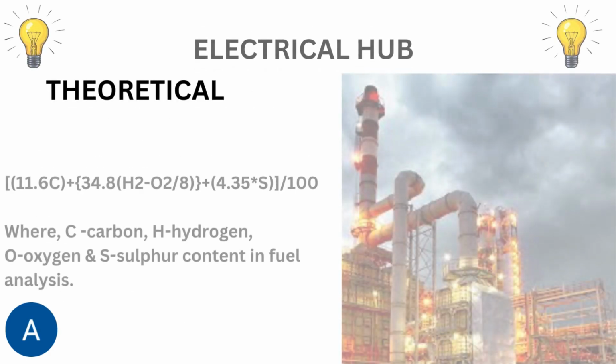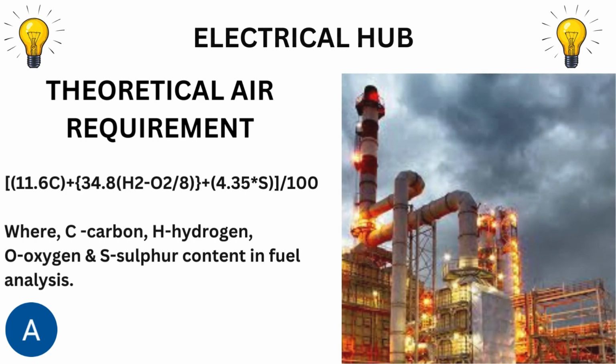In step 1, we need to measure the theoretical air requirement. There is a direct formula for the calculation of the theoretical air requirement: 11.6 C plus 34.8 into (H2 minus O2 by 8) plus 4.35 into S by 100, where C is the carbon, H is the hydrogen, O is the oxygen, and S is the sulfur contained in the fuel analysis. Remember, it is in the fuel analysis. So, you can note down the formula and we will move to the next step.